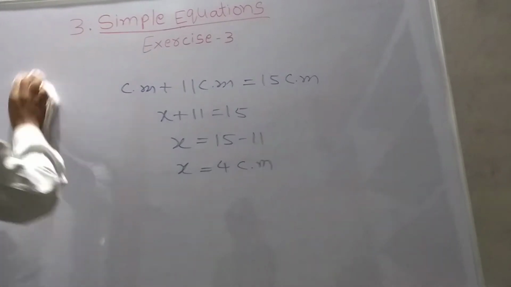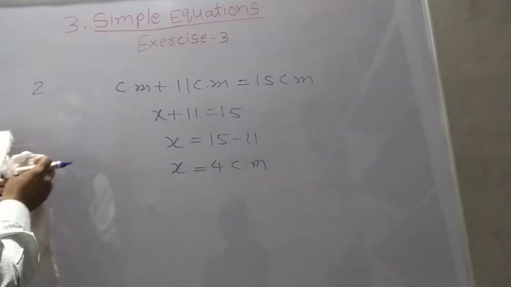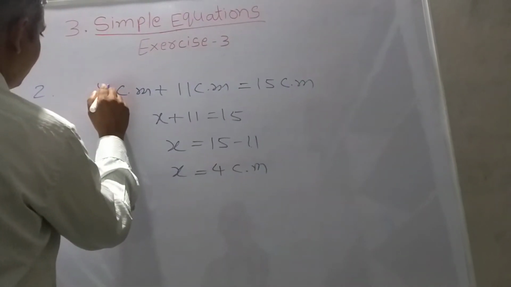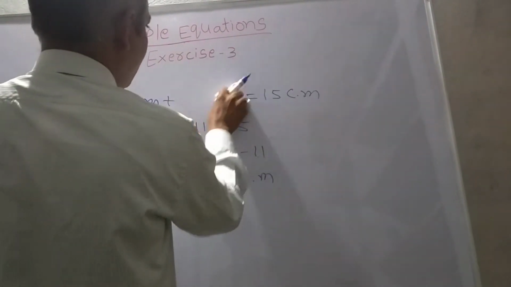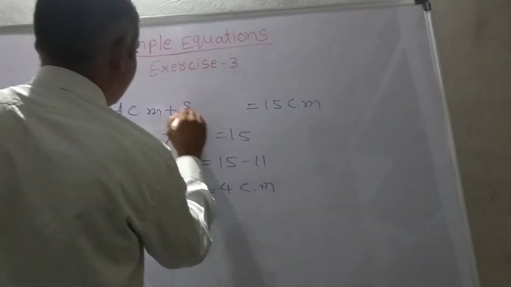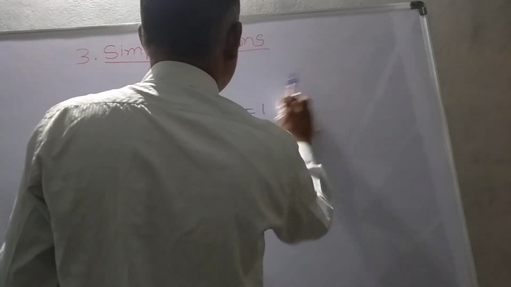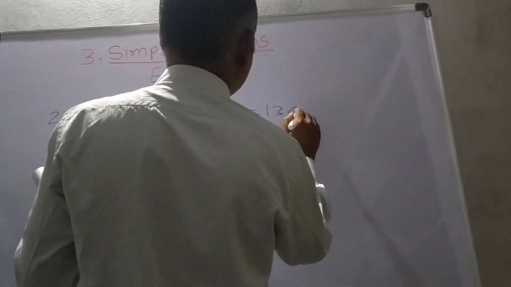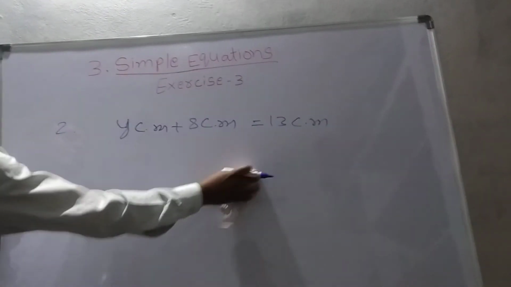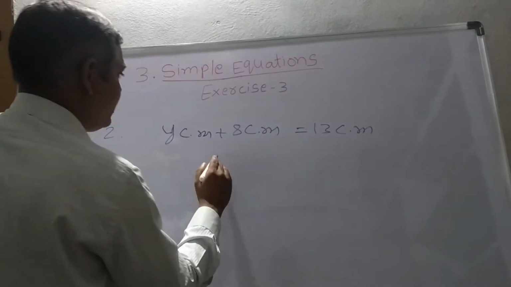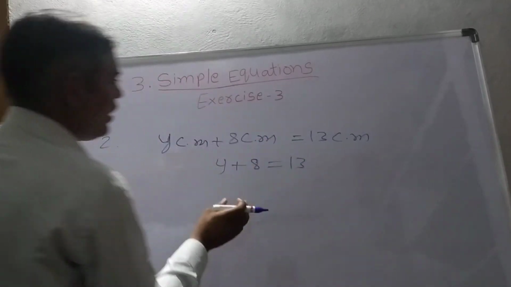Problem number 2. This is y centimeters and the remaining part is 8 centimeters. The total length of the pen is 13 centimeters. This is the required equation. We can write this in the form of an equation as y plus 8 is equal to 13.